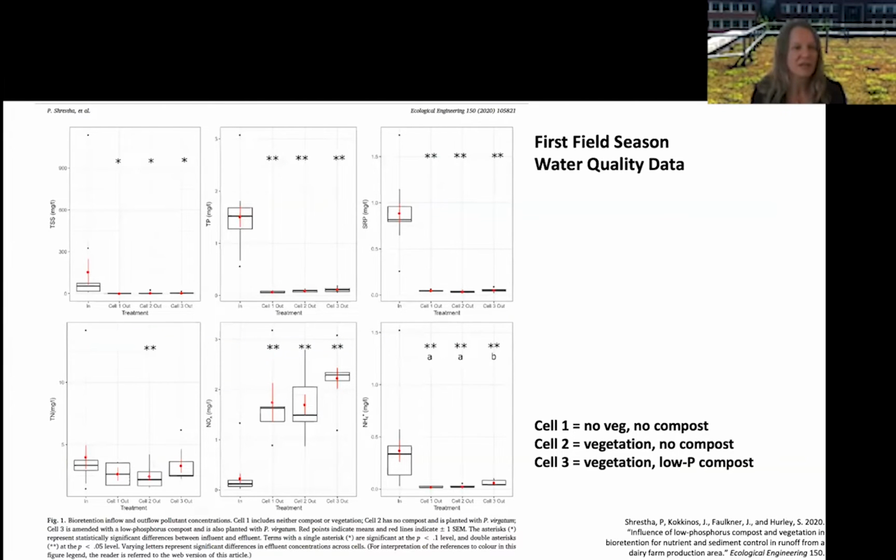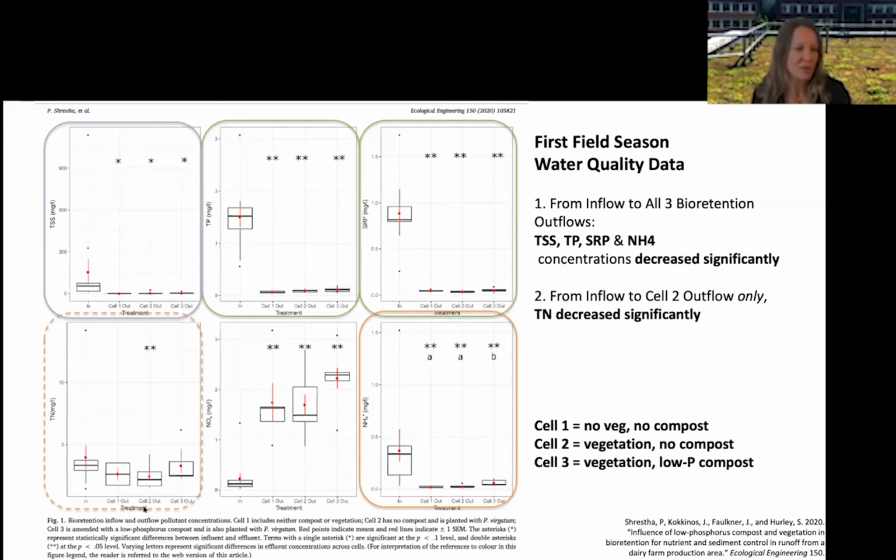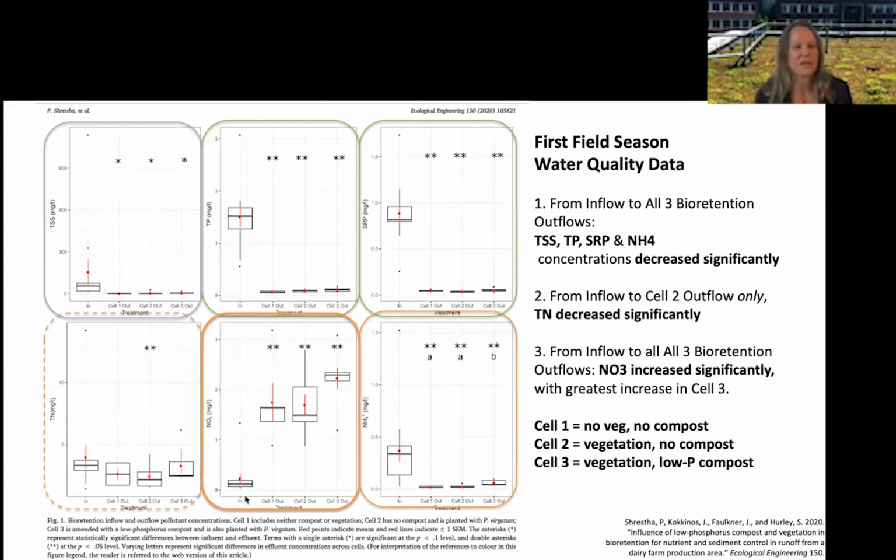In the first season of water quality data, we actually just published a few weeks ago, and one of the authors is Lisa Strassa, who is now in Minnesota, and some of you folks may know her. She did her doctoral work in Vermont and is now doing postdoctoral work in Minnesota. So here we have, the bottom line is, I know it's a very complicated figure, that from the inflow to all 3 bioretention outflow, change was significant decreases from these inflow concentrations to down here for outflow. So for total phosphorus, SRP, total suspended solids, and ammonium. However, only cell 2, which had no compost but did have vegetation, saw a total nitrogen significantly decrease. And concerning, of course, is from the inflow to the outflow, nitrate increased significantly in all 3 of the bioretention cells at this site.